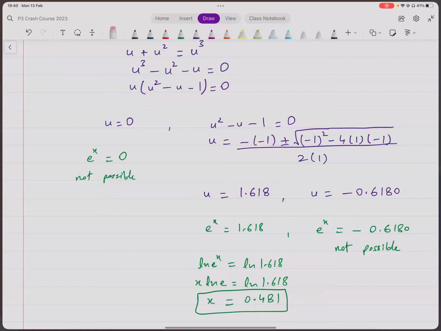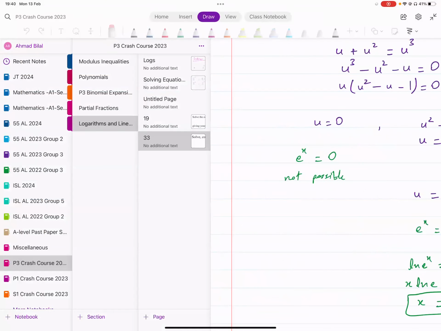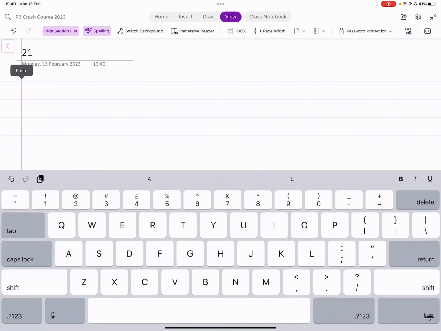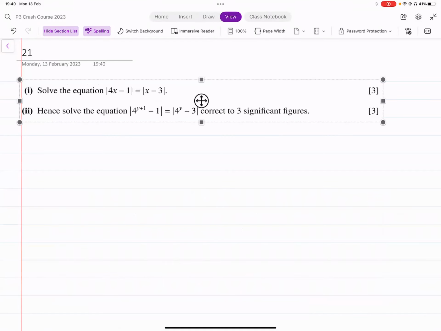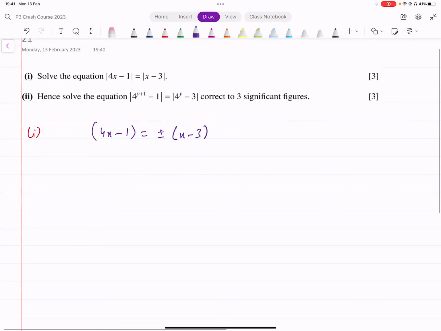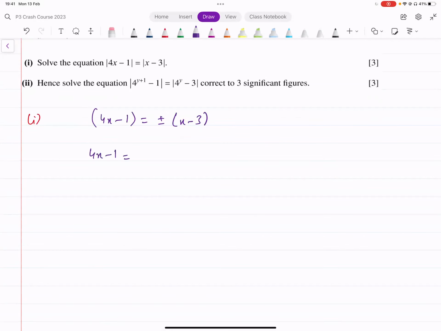This is question number 21 from the worksheet. We need to solve this equation first of all in the first part, modulus of 4x minus 1 equals modulus of x minus 3. Now, remember what we used to do for such equations? We just used to put plus minus on any one of the two sides. We could say 4x minus 1 equals plus minus into x minus 3. Now, split this into two parts. You have 4x minus 1 equals x minus 3, or 4x minus 1 equals minus into x minus 3.